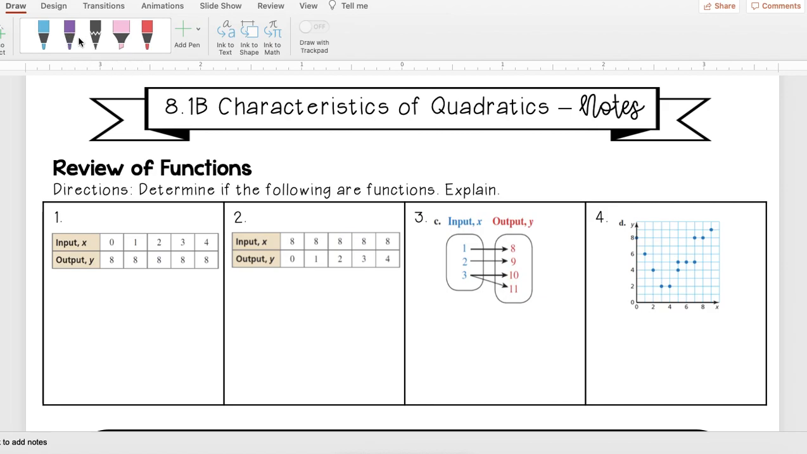Hello everyone. Today we're going to continue our topic of characteristics of quadratics, but for this first video we're just going to do a review of functions. So this goes back to chapter 3 from first semester when we determined whether something was a function or not.